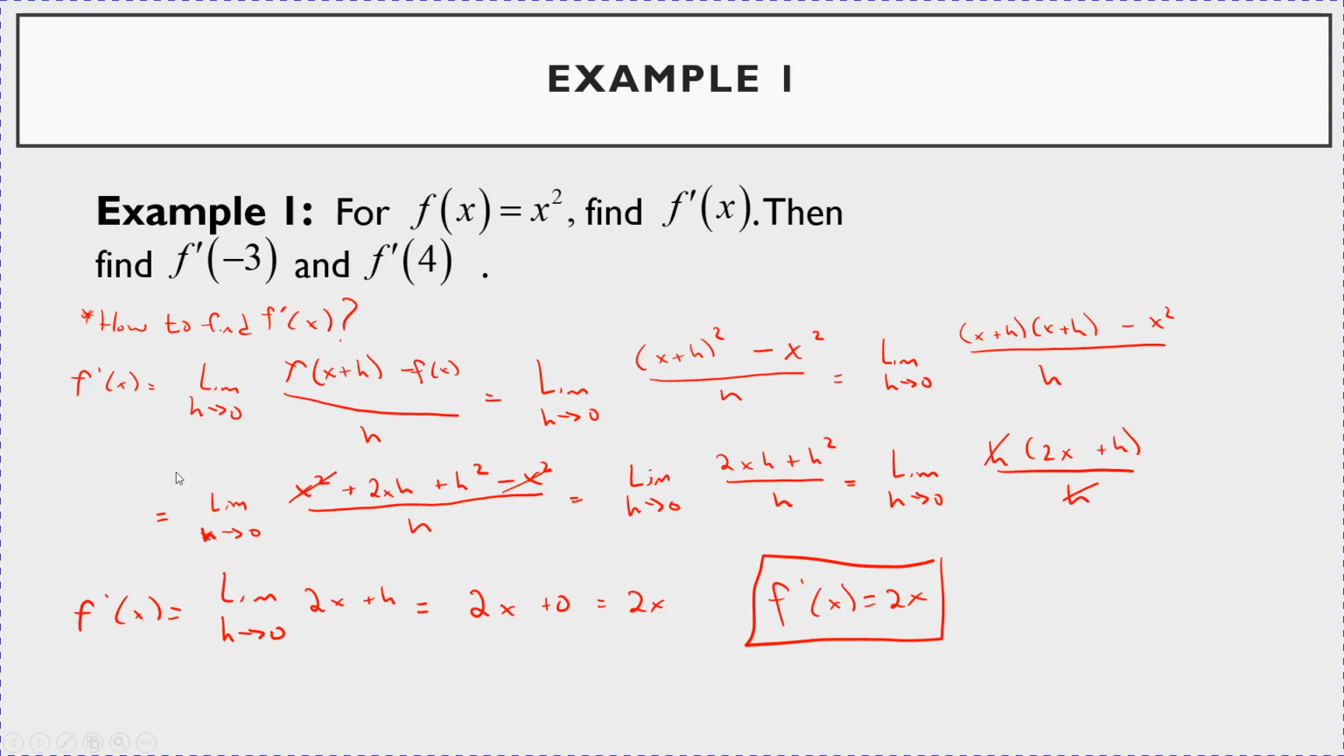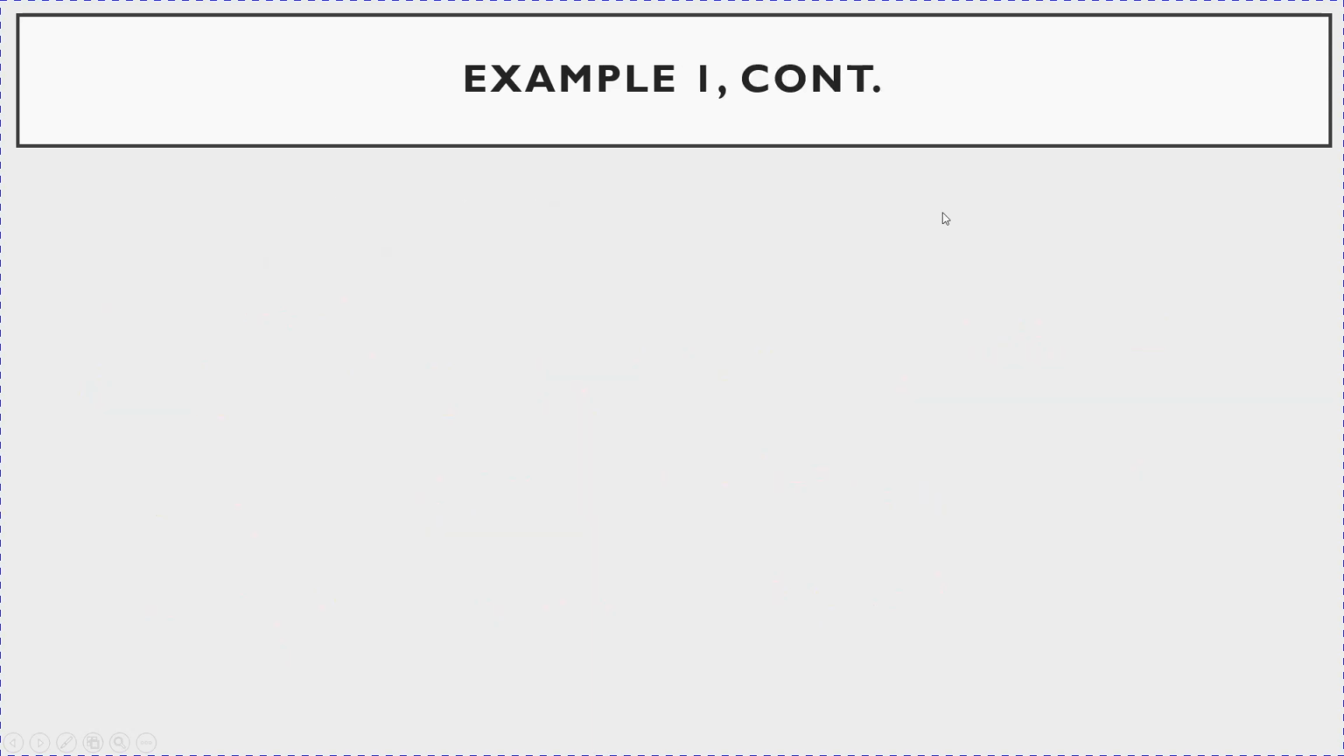All right, so now let's continue. Let's find f prime of -3 and f prime of 4 and talk about them. We'll just again recall that f prime of x here was equal to 2x. f prime of -3, well, I'm just going to plug in -3. This is 2 times -3, gets me -6. And then f prime of 4 is just 2 times 4, which gets me 8. So this is the slope of the tangent line of the graph at x equal to -3, and this is the slope of the tangent line when x is equal to 4.